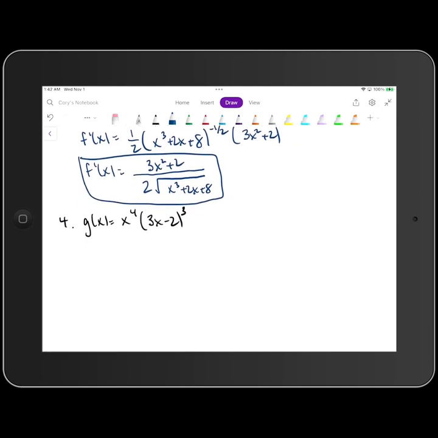All right, so for number 4, you have the function g of x equal to x to the 4th power times the quantity 3x minus 2 cubed.